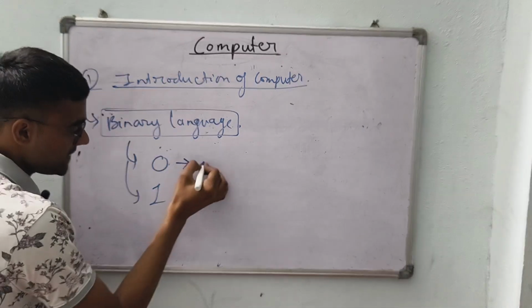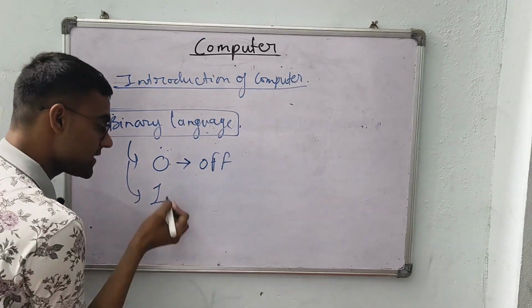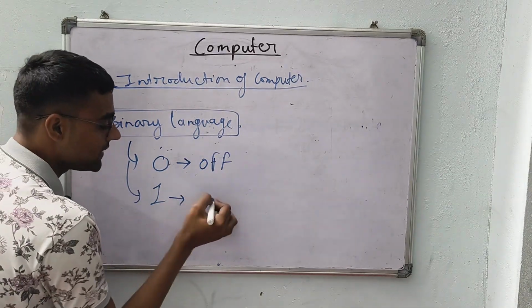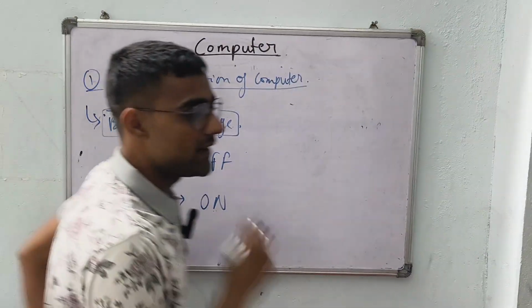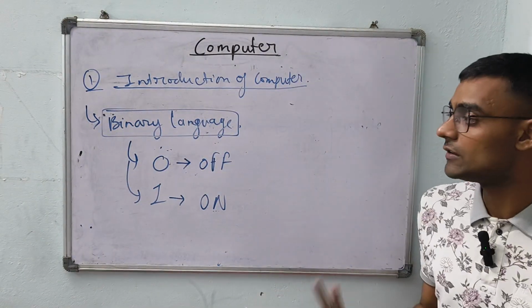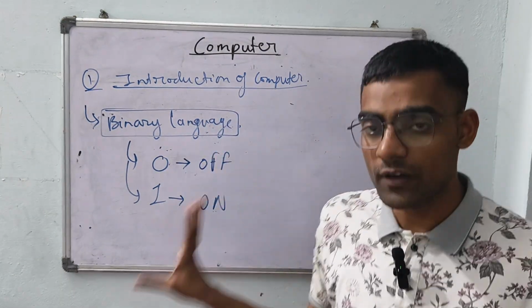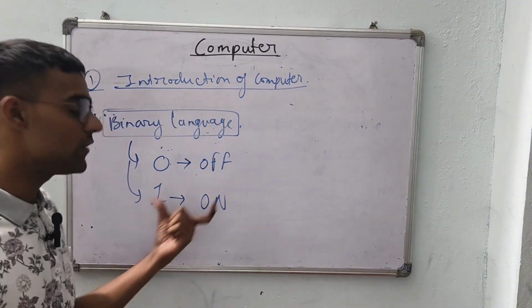Which means off, and the next one which means on. So in binary language there are only two things, 0 and 1. 0 means off and 1 means on.